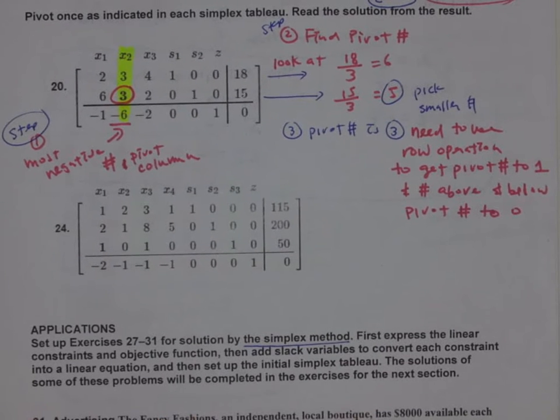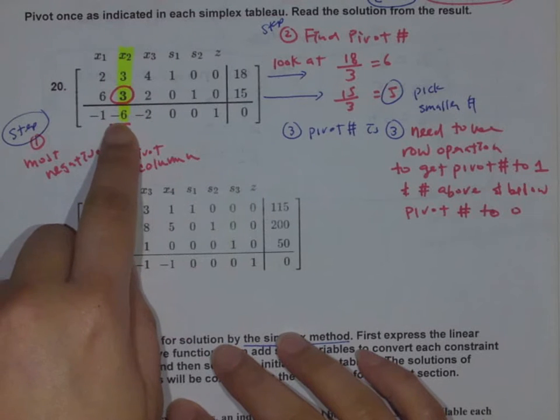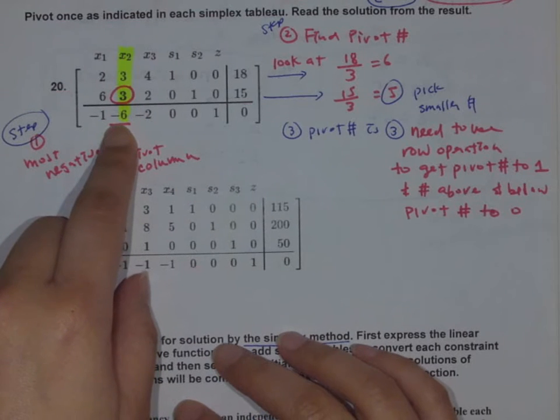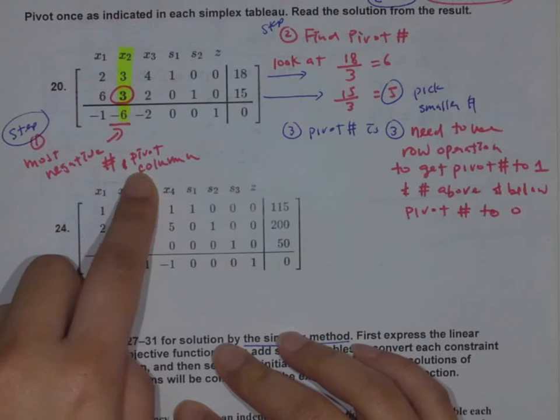So first they will find the pivot column. So the pivot column is, you're looking at everything. You want to find the most negative number. So this is the most negative number, -6. So this is your pivot column. So we say this is the pivot column.